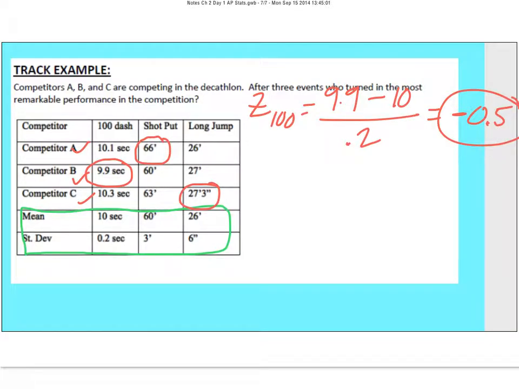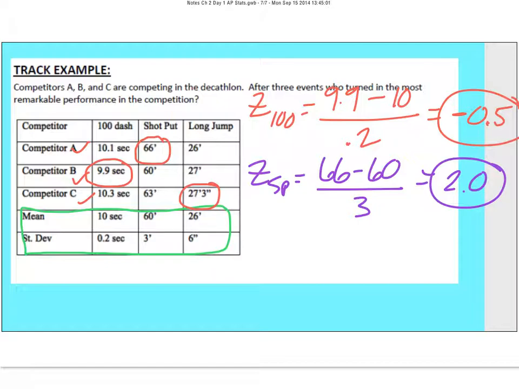Okay, the next one, let's take a look at the shot put. If I compute the z-score for the shot put, we're going to do the 66 inches minus the 60 over the 3, and that's going to give us a z-score of 2.0. So as it stands, just to compare these two right now, clearly the shot put z-score is better because it is 2 standard deviations above, and in this case above is the direction we want for the shot put, while below is what we want for the 100-yard dash.